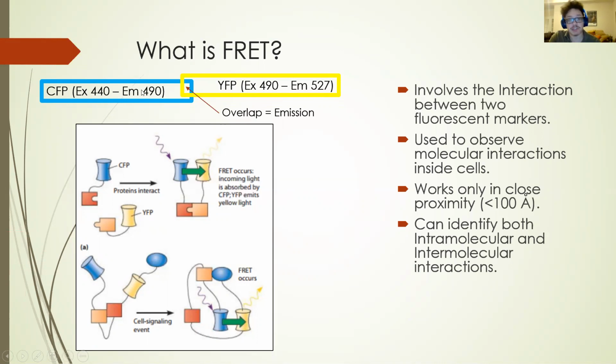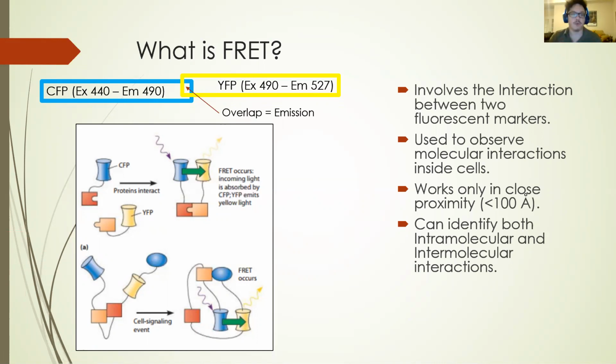So you'll notice that the emission wavelength of CFP and the excitation wavelength of YFP overlap, which means that when we expose cyan to 440 nanometer light, that will cause YFP to produce light in its own wavelength. And so that's how we can tell that these two proteins are really close together. And there we have the energy transfer in fluorescence resonance energy transfer.